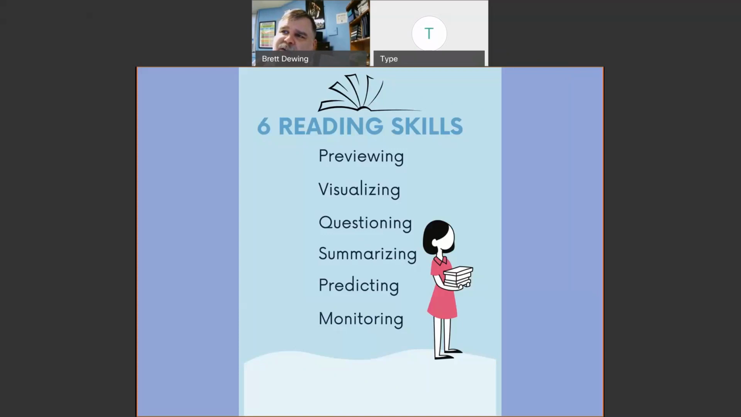And monitoring. Monitoring is when you pay attention to whether you're actually understanding what you're reading or not. You could be reading the same page over 3 times and not getting anything out of it. I know I do that. And suddenly I just have to sort of snap out of it. That's monitoring. And you say, wait a minute, I'm not understanding what I'm reading. I have no idea what I just read. I'm going to go back, read it again, paying attention. So that's monitoring. And those are the 6 reading skills.